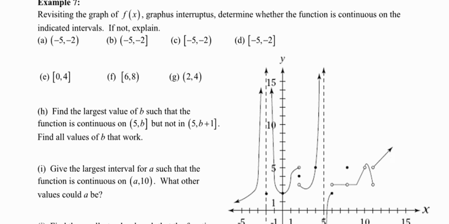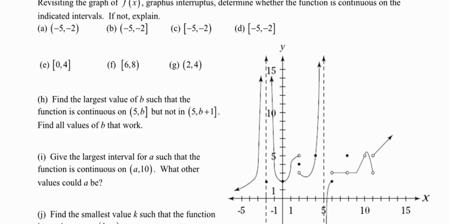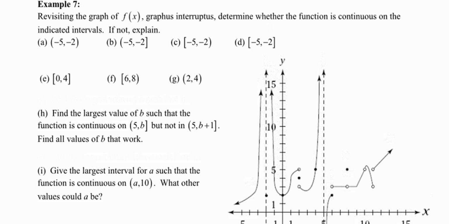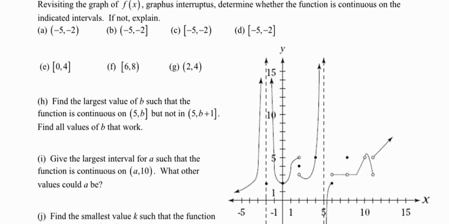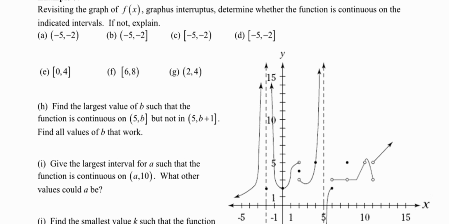So here is our favorite graph, graphus interruptus. We will be looking at different intervals. So we have from -5 to -2, not including those values. So we're looking right here. At every point there, it is continuous because every point within that interval is continuous.